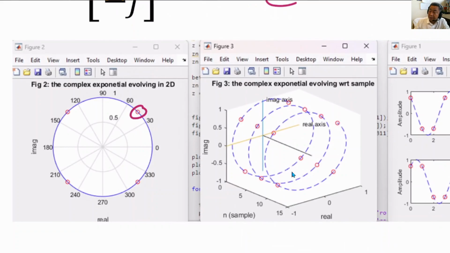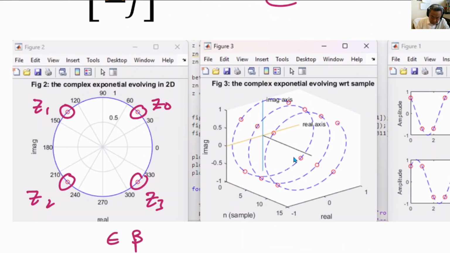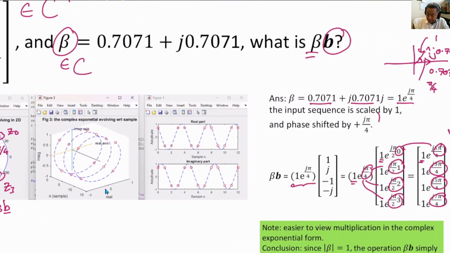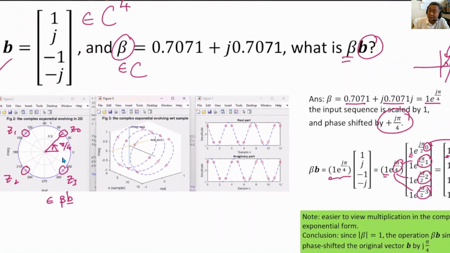This is the first element of beta times b. So this is z0, z1, z2, and z3 belonging to beta times b. They are still sitting on the unit circle, but they are basically all phase shifted by pi over 4. And where is the pi over 4 from? It comes from the beta. So the entire sequence is a phase shifted version of b.